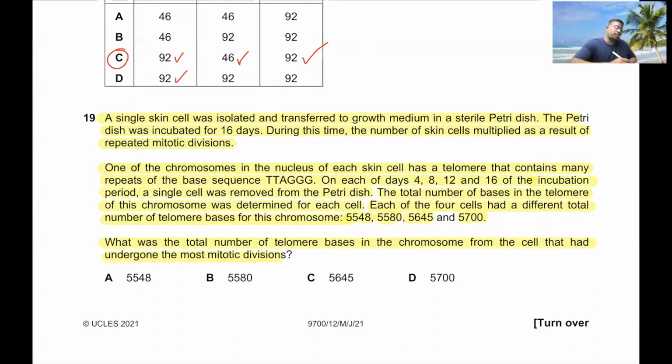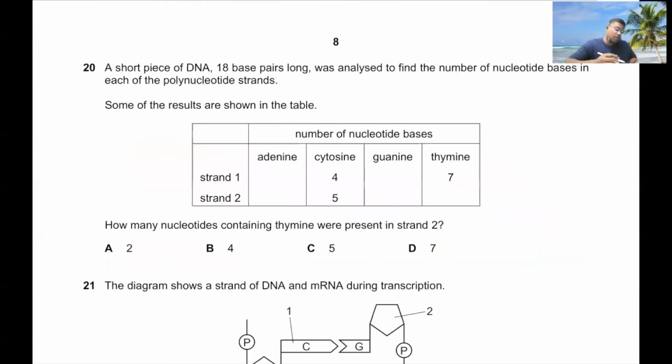mitotic division? Any cell that undergoes the most mitotic division, telomere bases are going to decrease. The smallest number in all of this is 5548. So A should be the correct answer. Question 19, option A. A short question, number 20.